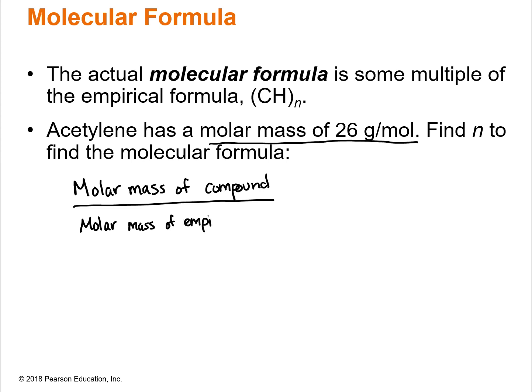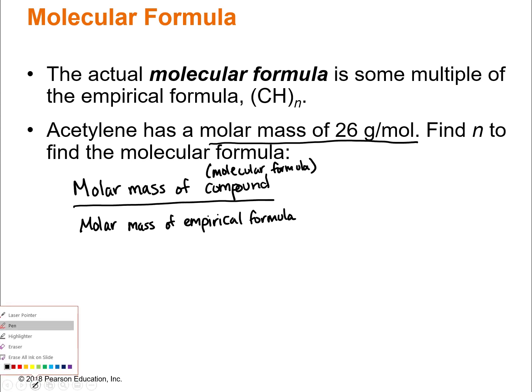This is how you calculate that. You take the molar mass of your compound, aka the molecular formula, and you divide it by the molar mass of the empirical formula. To figure out the molecular formula of acetylene, we first have to calculate the molar mass of the empirical formula.